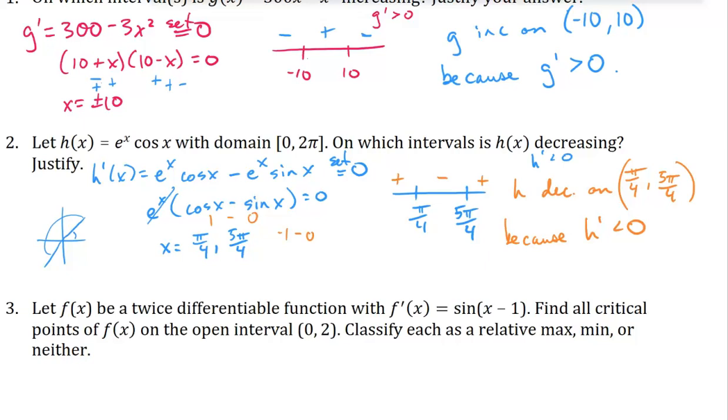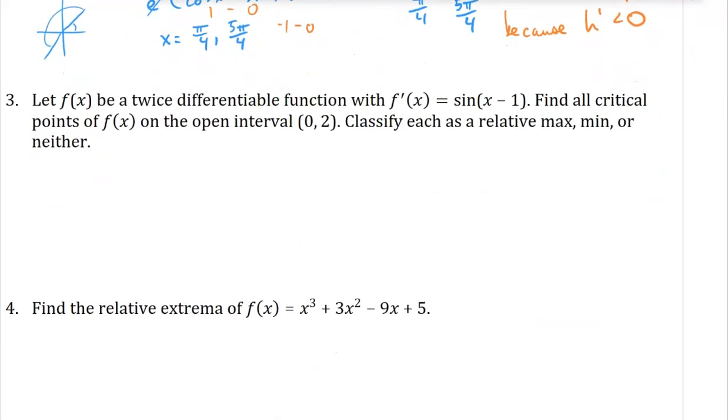Okay, for the next one, f is a twice differentiable function. We're given f prime. We're looking for critical points of f in the open interval from 0 to 2. So let's start there. Critical points would be where f prime equals 0 or does not exist. Okay, I've heard that a couple times by now. So our derivative is given, and we can set that equal to 0. So sine of x minus 1, setting this equal to 0. Sine is a continuous function. There's nowhere that it doesn't exist, so I don't care about that part. But it is equal to 0 at 0, pi, 2 pi, etc.